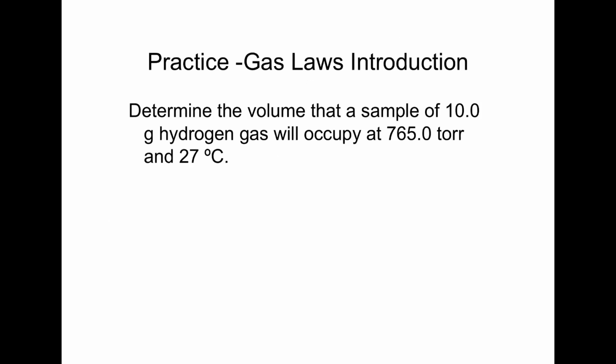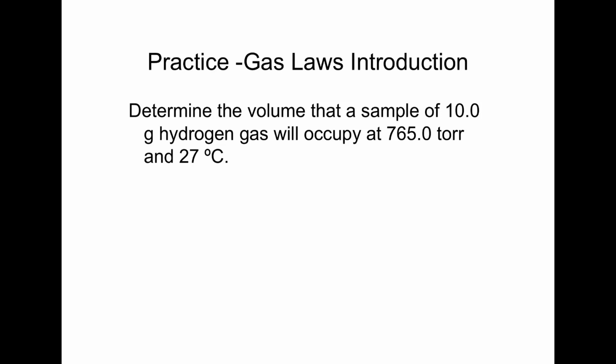Let's do a practice problem. Again, we're going to read the problem and we're going to make sure that we know what all these numbers mean and what kind of variables we'll be looking for in an equation. So we're going to determine the volume. So we are looking for a volume that a sample of 10 grams of hydrogen gas, okay, 10 grams will allow us to get to moles. And how much will it occupy at this pressure? So that's my pressure. Right now it's in torr. We might have to change that up. And then I also have a temperature here.